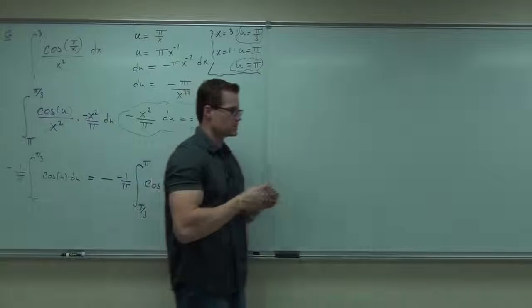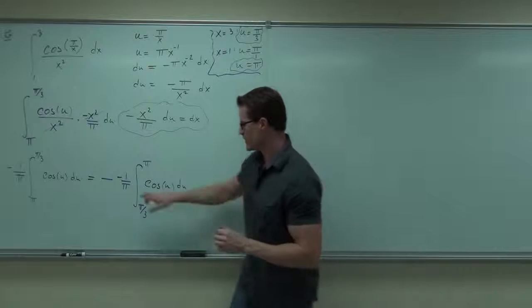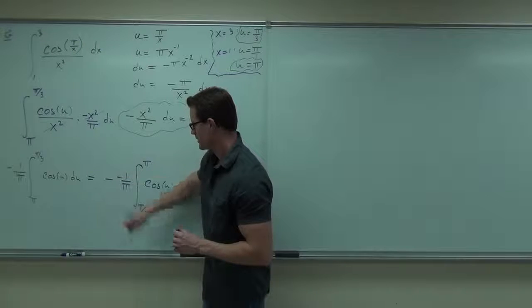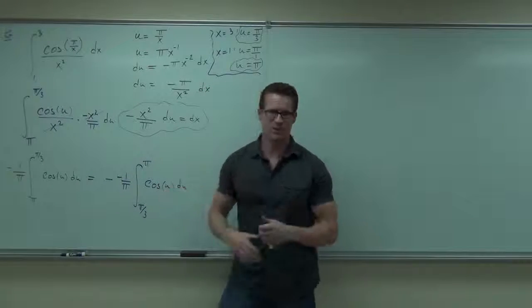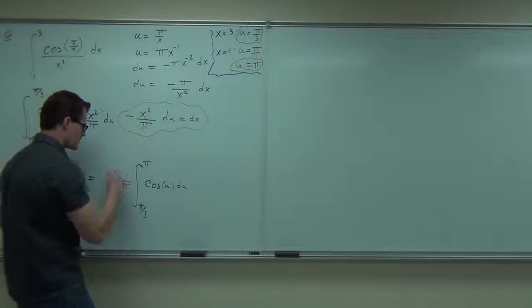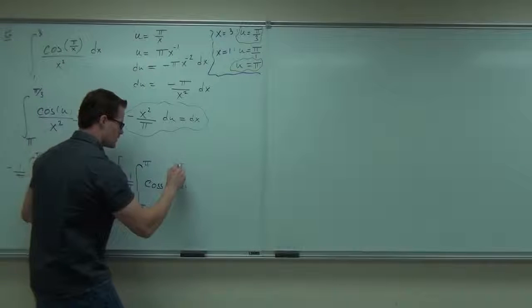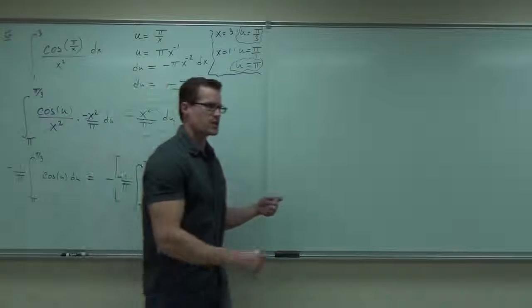Cosine u du. Okay, I made that negative way too big. There we go. But you see the negative, right? Technically what I really should have is a big bracket around here. If you want to draw that, you can. But that negative is going to change. That's going to become a positive.